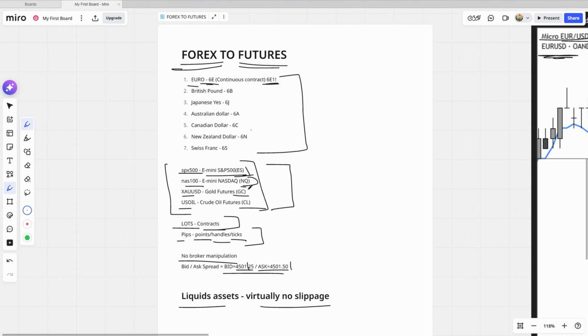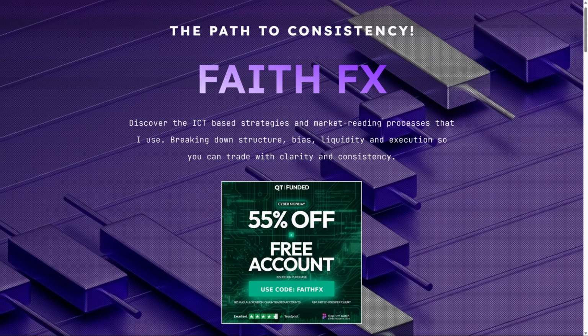So from a structural standpoint, futures offer centralized pricing, tight spreads, high liquidity, and standardized contracts. Once you understand how contracts, ticks, and points differ from lots and pips, the transition from Forex to futures becomes much easier. All right, so that's the full breakdown of futures. From what a futures contract actually is, to margin, ticks, and points, rollover, data feeds, order types, and how to transition from Forex to futures.